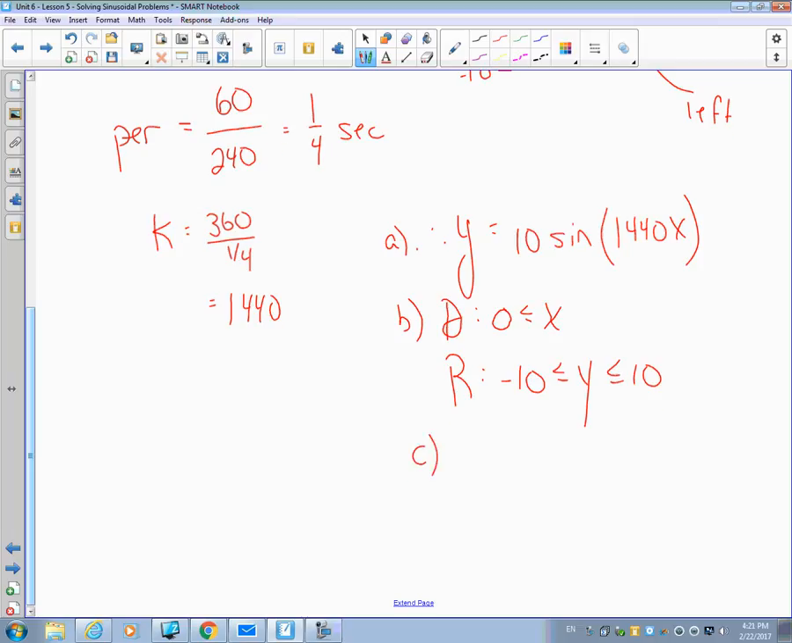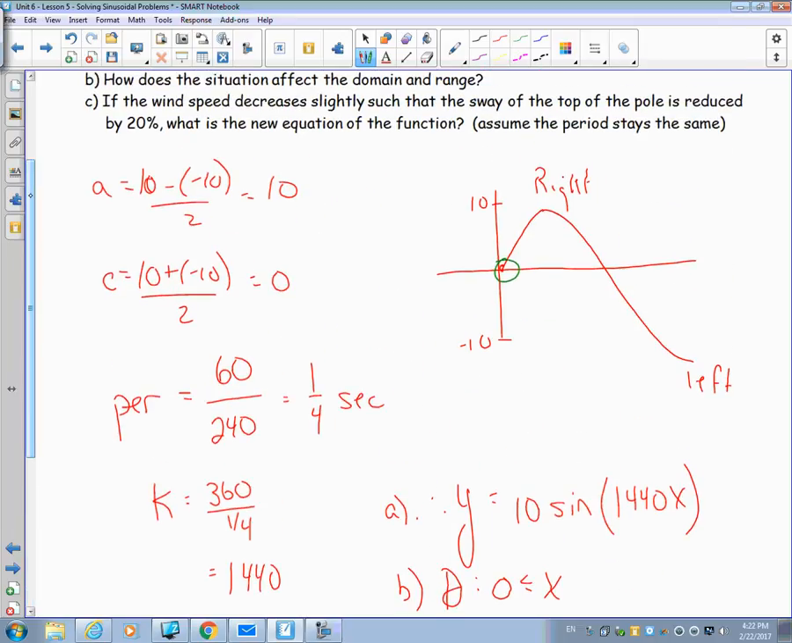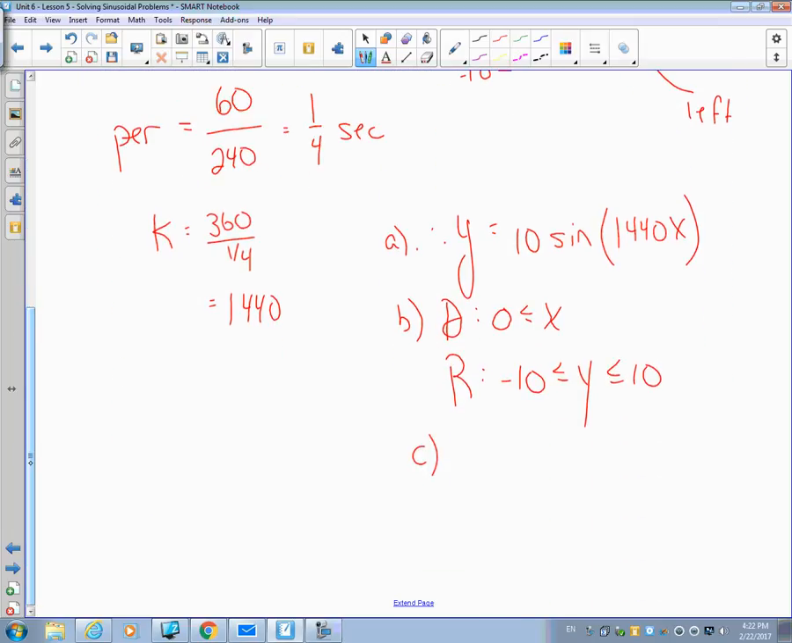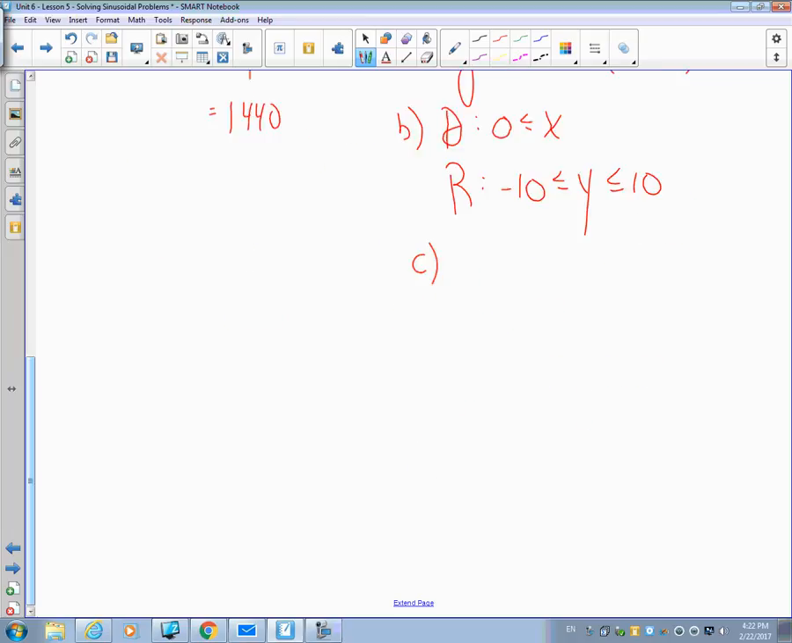And then part C, the wind speed decreases so that the sway is reduced by 20%. What's the new equation of the function? We're going to assume that the period stays the same. So what changes? Well, if we decrease by 20%, instead of swinging left and right 10, we're only going to go 80% of that, right? We're only going to go left and right 8. So what's going to change?